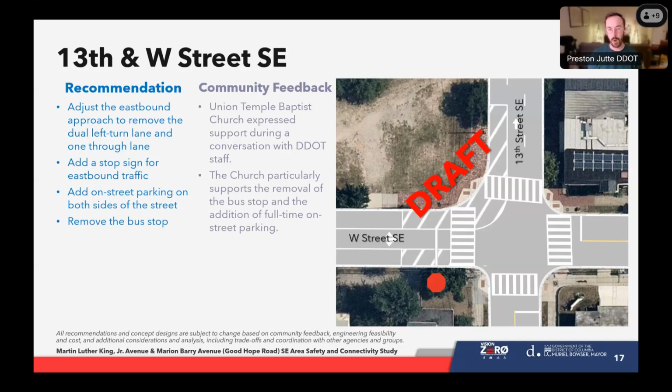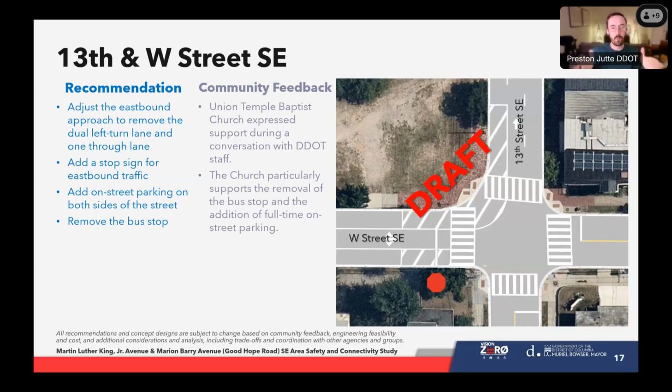As part of that, what we're going to do is tighten it up, have one single approach so folks can't zoom around you at the intersection when you're the one doing the proper stop. So we'll tighten those up to be a single approach. And what that is going to allow us to do is, because now that one-way street will have a single lane approach, it's going to allow us to restore full-time parking on both sides of W Street for that block. And that's something that Union Temple has expressed significant support for, and it's really important for their operations.